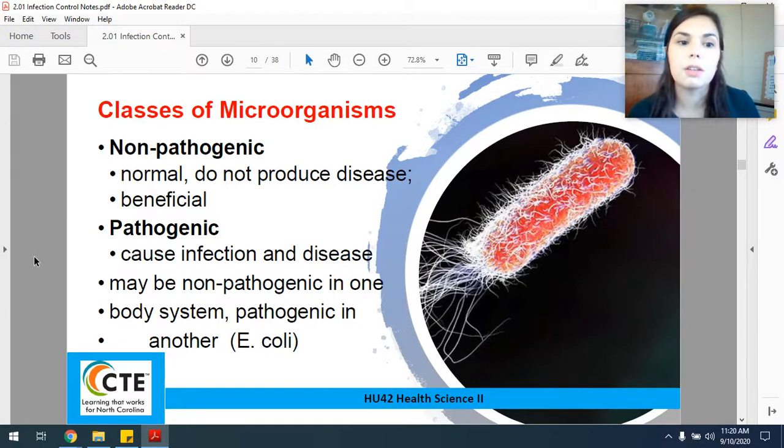Pathogenic microorganisms are the ones that we're commonly talking about when we talk about causing infection and disease. They may be non-pathogenic in one part of the body or one body system, and then pathogenic in another. For example, E. coli, like we talked about earlier. E. coli is located in the gastrointestinal tract and is non-pathogenic there, causes no issues for us. But when it travels to another part of the body, it becomes pathogenic and causes a type of infection.